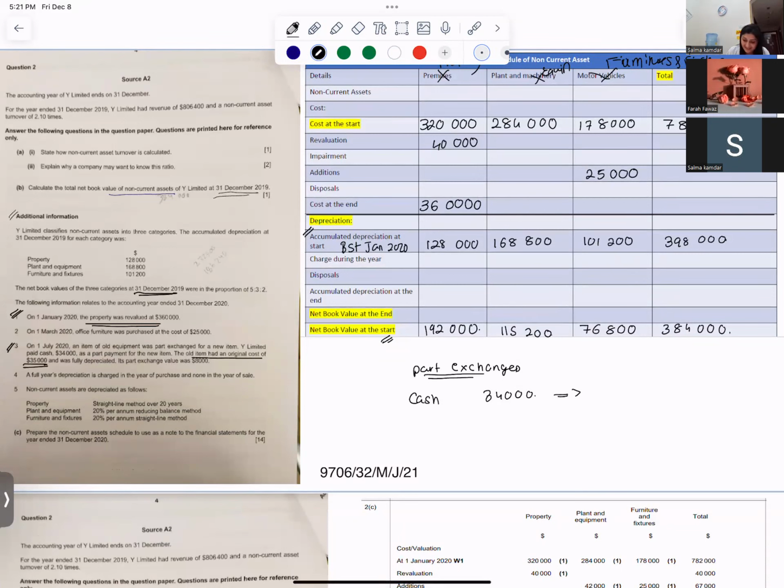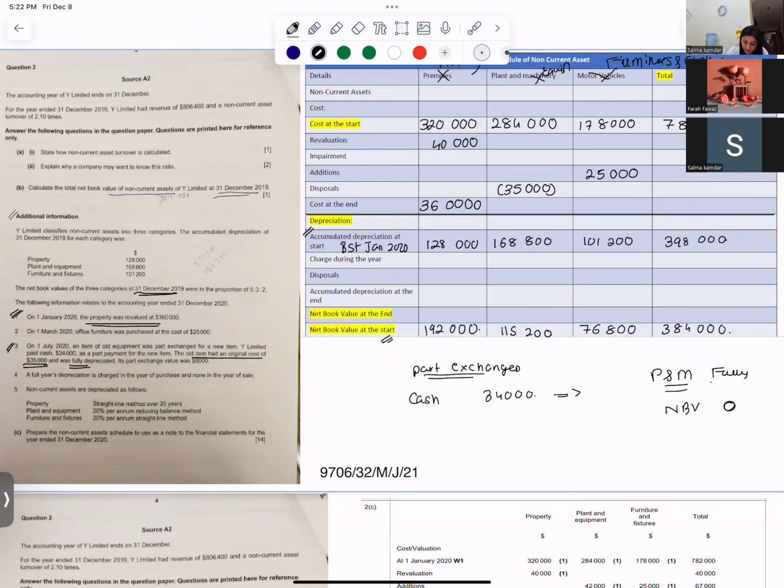35,000. That means there is a disposal of plant and machinery whose original cost was 35,000. You disposed this plant and machinery of 35,000 that was fully depreciated. If that plant and machinery was fully depreciated, that means the net book value of that plant and machinery was 0. That item was fully depreciated. The net book value of that machinery was 0.